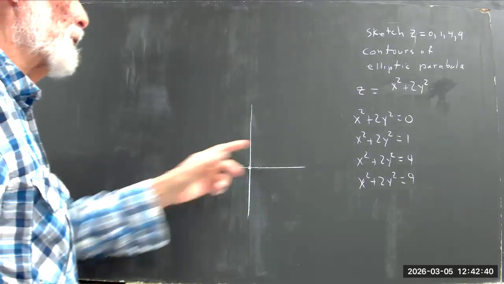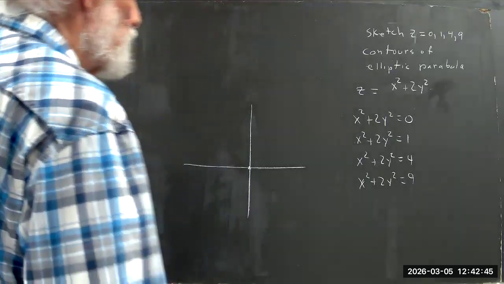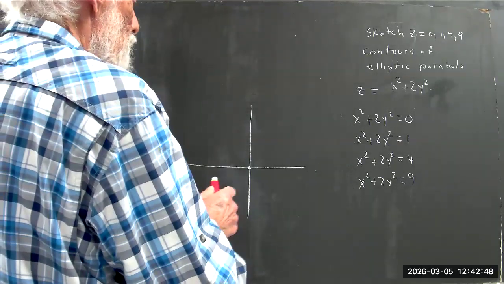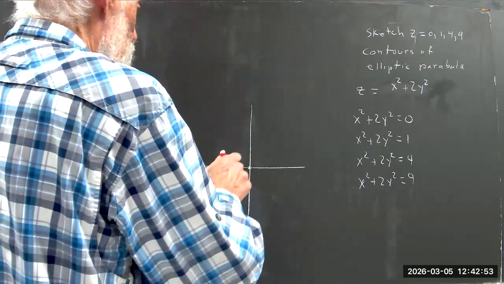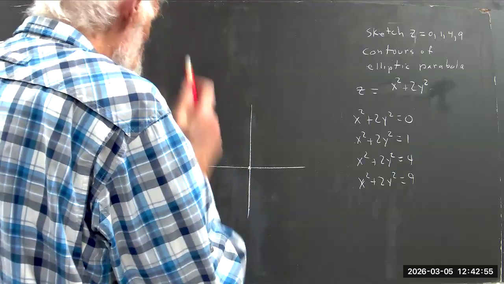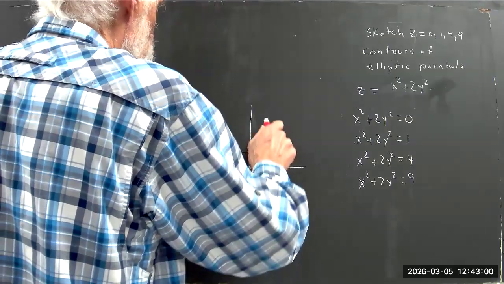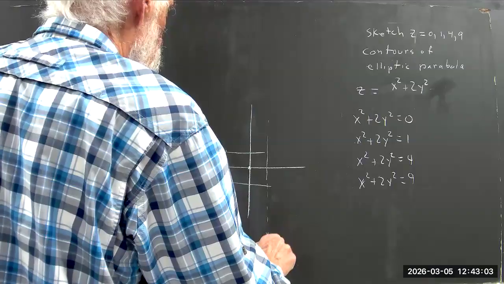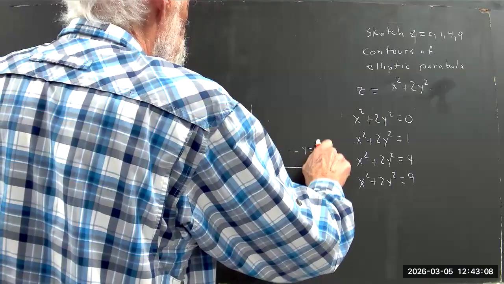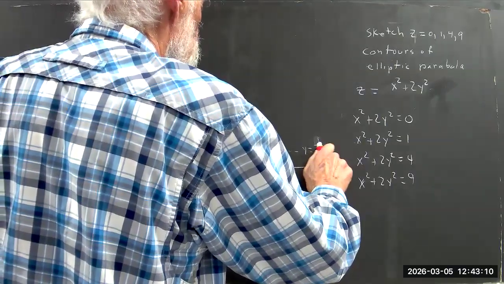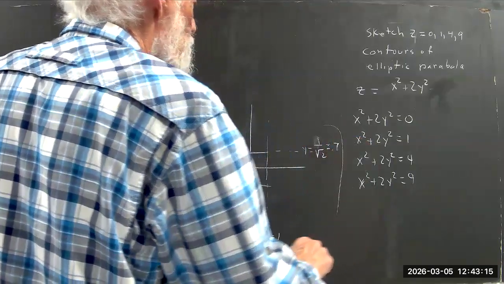Now, what's the second contour? x squared plus 2y squared equals 1. That's an ellipse with semi-major axis of 1 on the x, semi-minor axis of square root of 2 over 2 on the y. It's going to look something like this. Or if you wish, this is a line x equals 1. This is a line y equals 1 over the square root of 2, which is approximately 0.7.